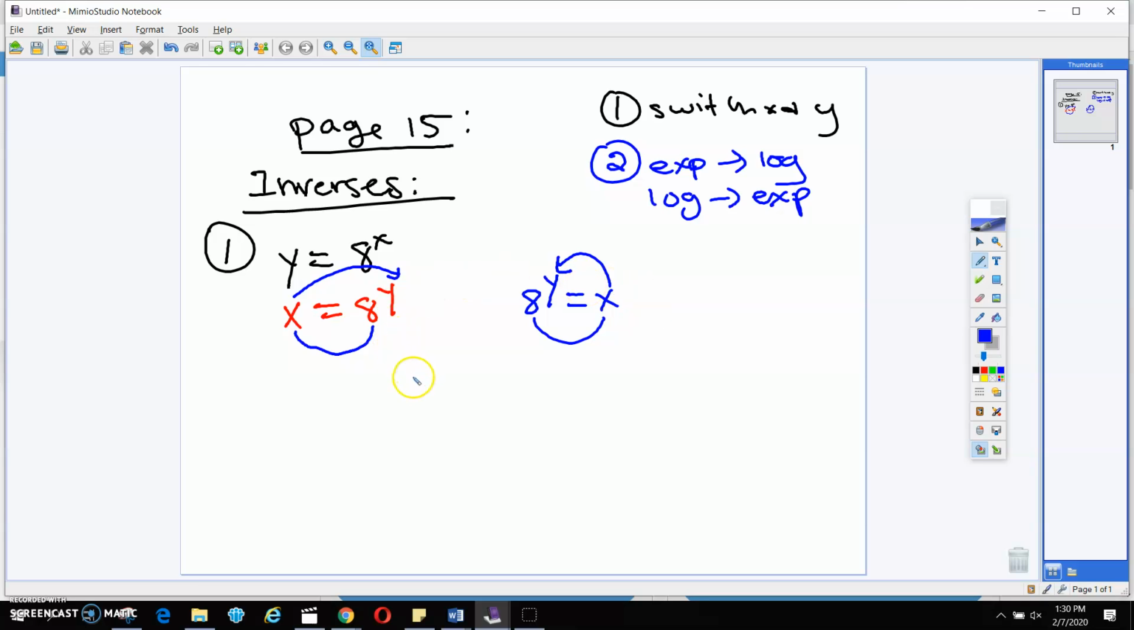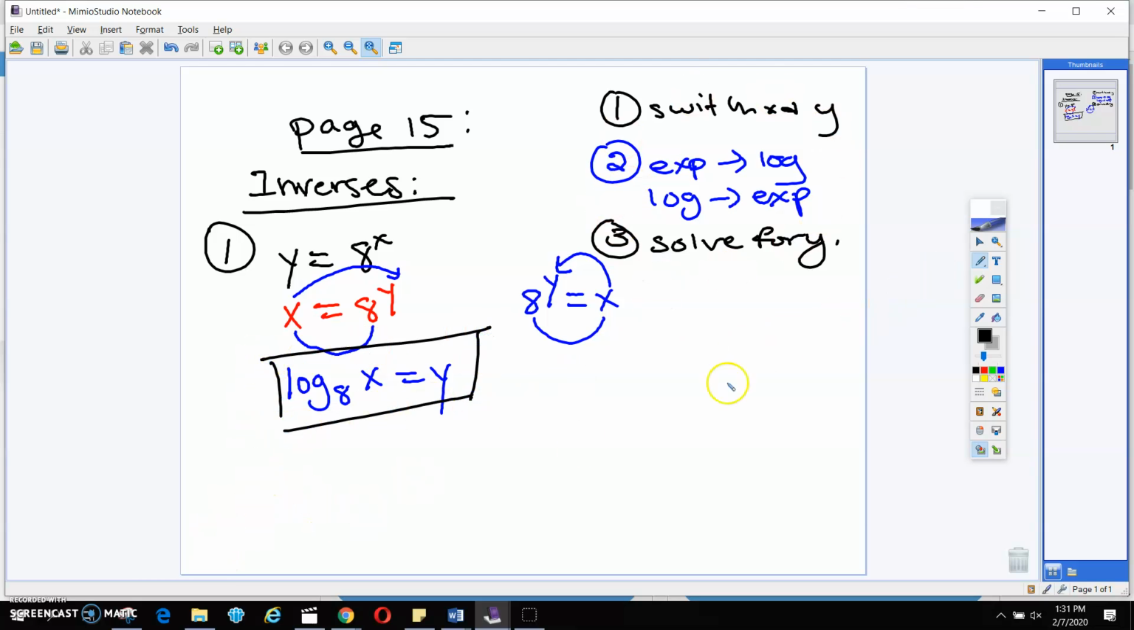So when I write this out in log form, I'm going to say log of base 8 of x equals y, which is step 3, to solve for y. This is already on your paper right here. So your final answer is this.